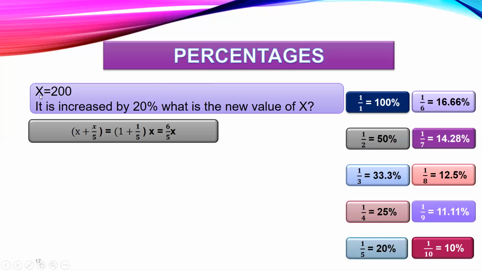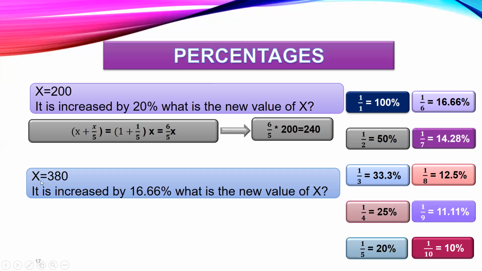So it means that x by 5 is added to x, which is nothing but 1 plus 1 by 5 of x, that is 6 by 5 of x. So you can easily calculate like this. 6 by 5th part of 200 is nothing but 240. So when you say it is increased by 20%, you just do it as 6 by 5 into 200. Okay. Next, what is the new value of x when x is 380 and it is increased by 16.66 percent?